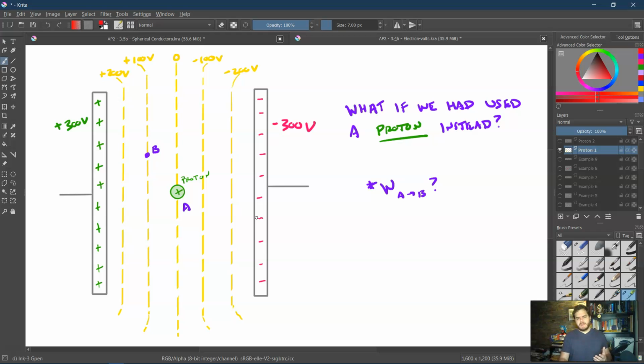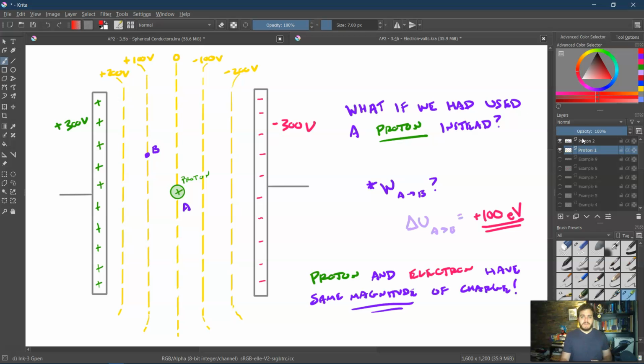And, well, I could go and I could say, well, okay, the charge of a proton is 1.6 times 10 to the negative 19. And this is 100 volts. But once again, we don't have to. We can just say, oh, it's 100 electron volts. Because a proton and an electron have the same charge. They may have different masses, but the same charge.